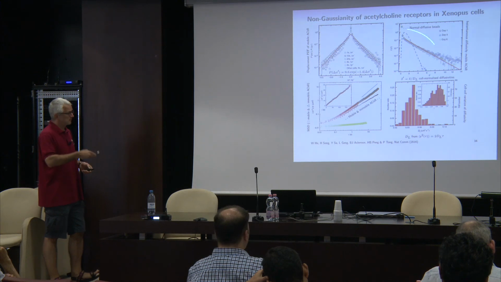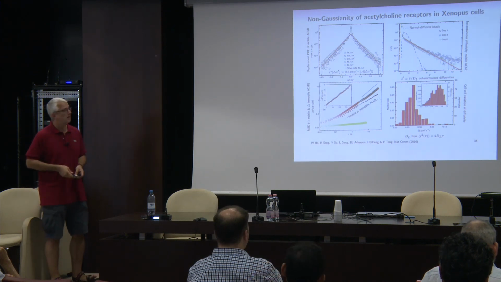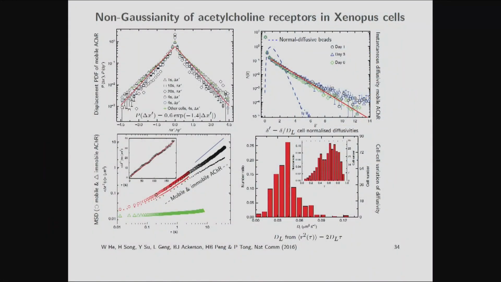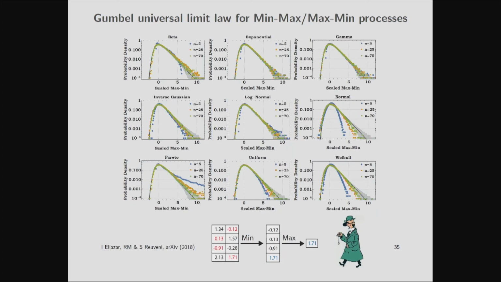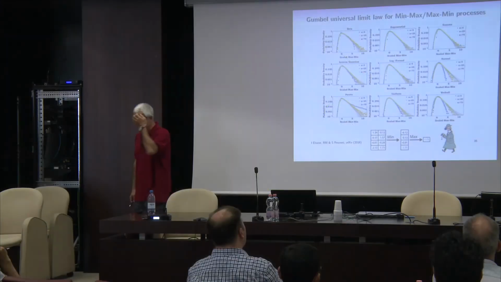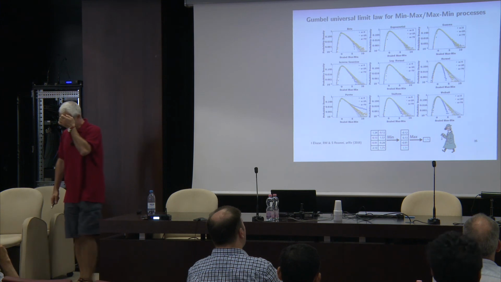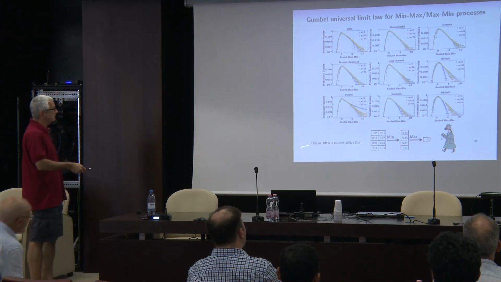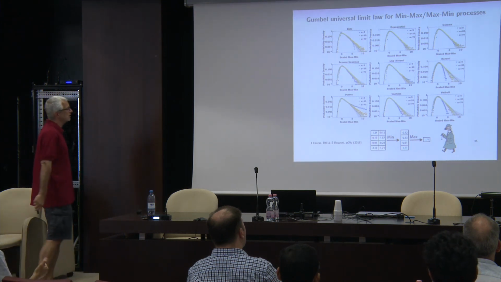And experiments in cells, in living cells, they actually see exactly again exponential tails of the displacement. So it's not just something from our fantasy and simulations. You can see it in real experiment. Last slide, I promise. Then I'm done. Now, finally, something on real extreme value statistics. This is work that was just submitted together with Ido Eliazar and Shlomi Reuveni.